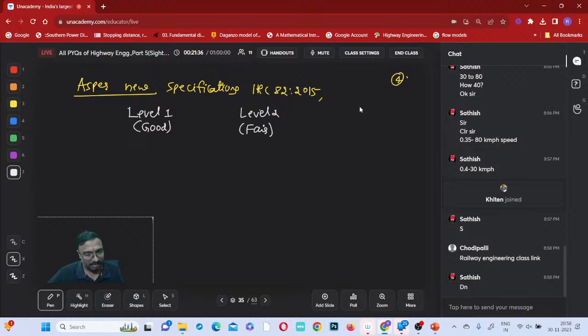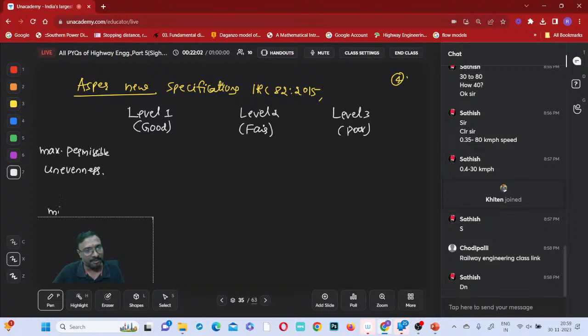Yeah, tell me, Ravindra. Level 3, what is that level 3? That is poor quality, right? So here if you just observe pavement unevenness, the maximum permissible unevenness, what is the pavement unevenness or pavement roughness now?